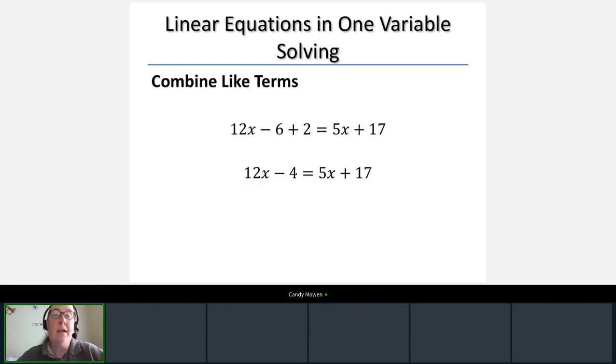Now, we can combine what we call like terms. Like terms can be 12x and 5x, or it also can be whole numbers. So here we go. Is there anything we can do here? Well, yes, we can take a negative plus a positive. Remember, we subtract, look at our largest number, and then we bring down that sign. Okay, and there we go.